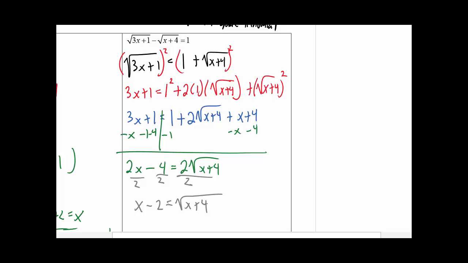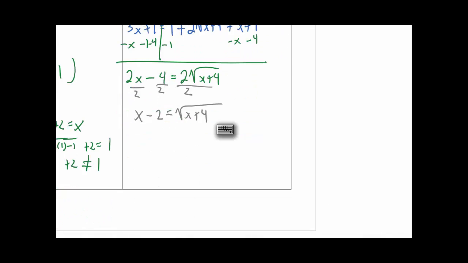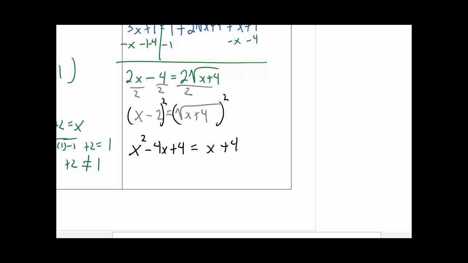And now you can kind of see why I said it's going to take us a little while, because we got a few more steps here. So from here, we're going to square again. So that's square the first, double the product, plus the square of the last, which was x plus 4. And we're going to subtract x off. We're going to subtract 4 off. So we're left with x squared minus 5x equals 0.